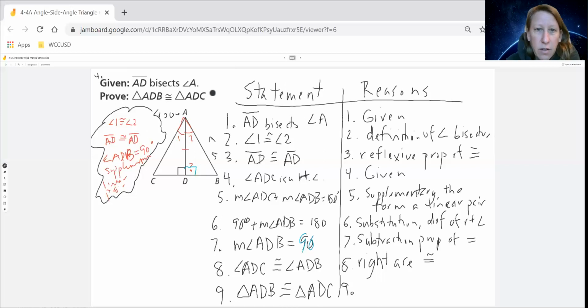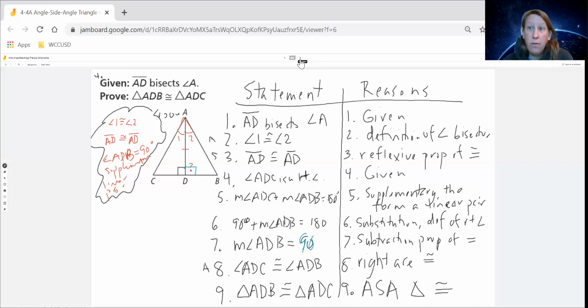And what's our reason? Well, we showed a pair of angles, we showed this included side, and we showed another pair of angles are congruent. Therefore, we have backed up our claim that these triangles are congruent, and the reason is angle, side, angle, triangle congruence.